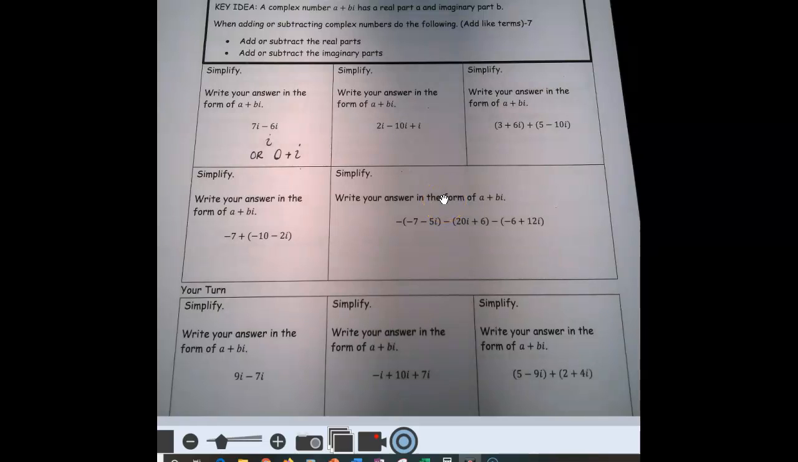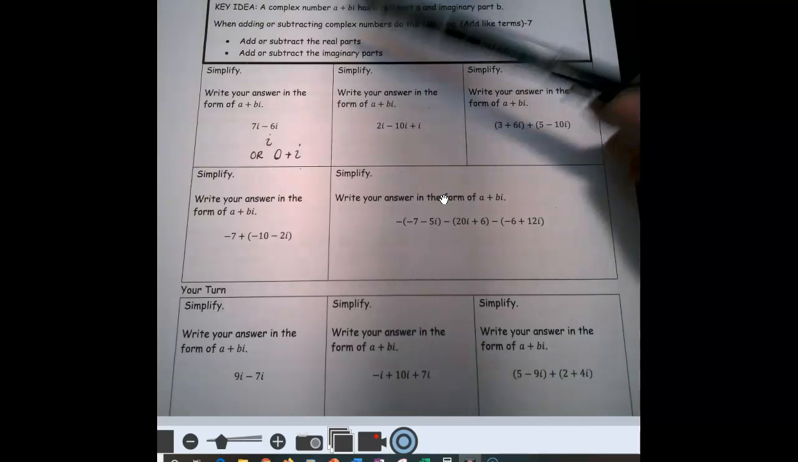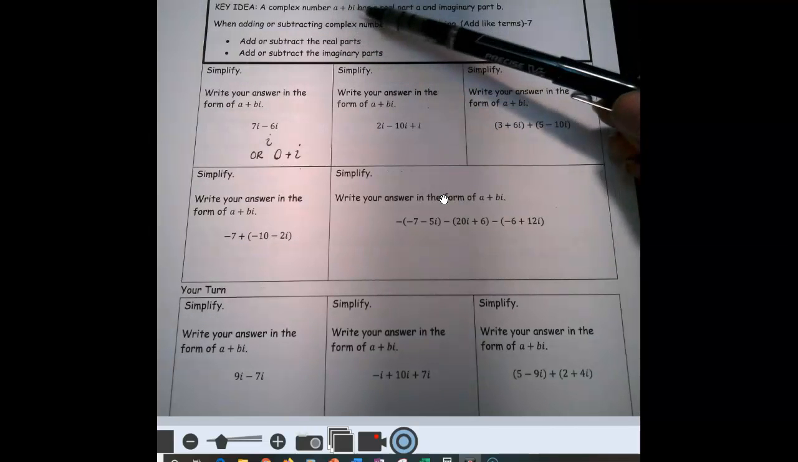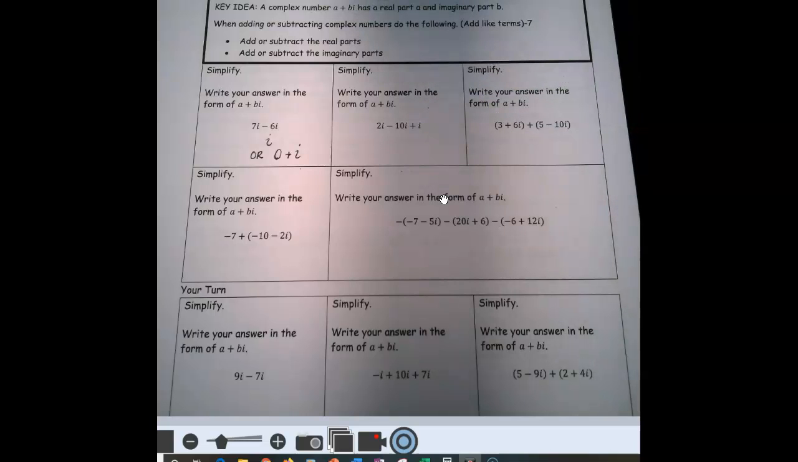All right, today we're going to be talking about adding and subtracting complex numbers. What you basically need to remember is that complex numbers have a real part and an imaginary part. The real part is notated by A, the imaginary part is notated by Bi. So when adding or subtracting complex numbers, do the following.